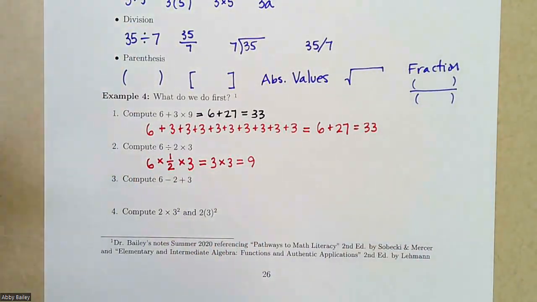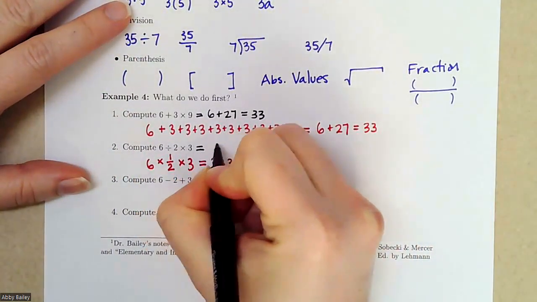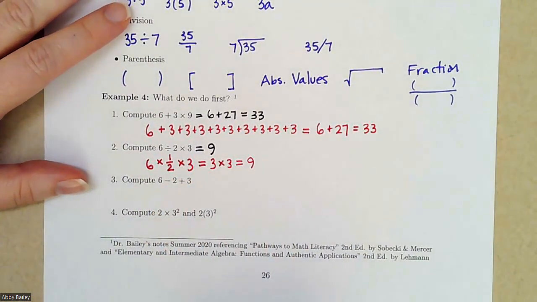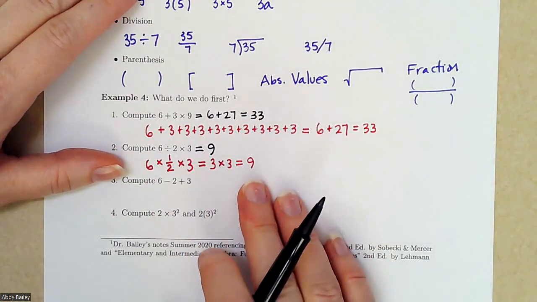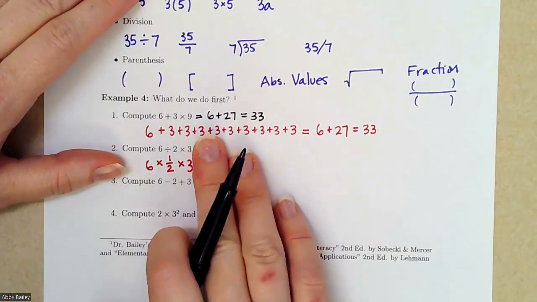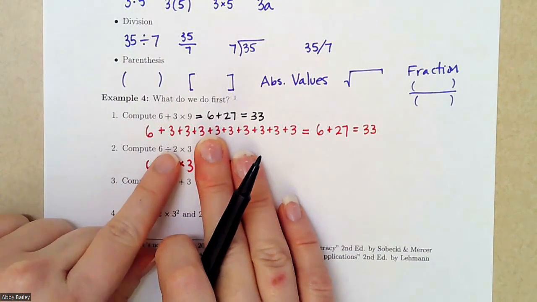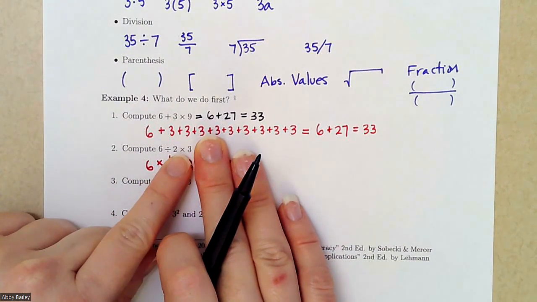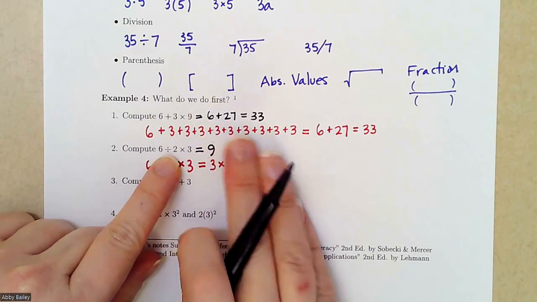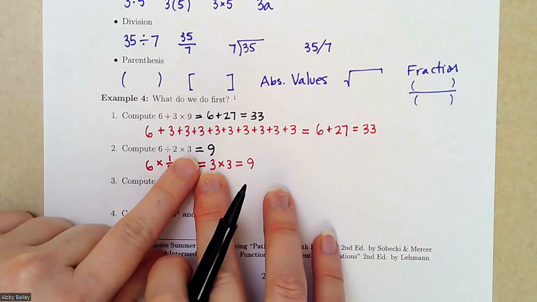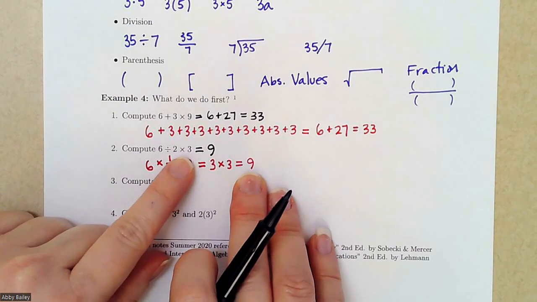So I do want to write that this truly is 9. Now, that's really what we would do first. Even though there's division, then multiplication, we would actually do the division first. 6 divided by 2 makes 3, and then 3 times 3 makes 9.